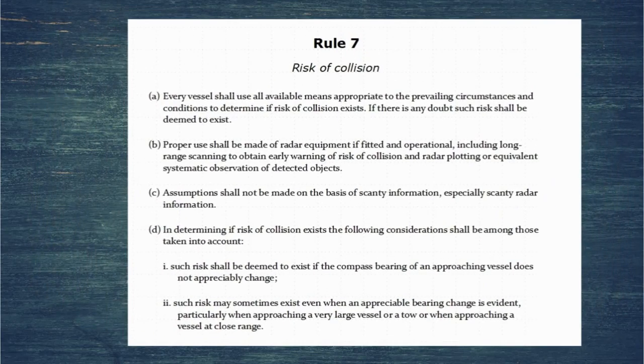We've seen how we determine if risk of collision exists, we've seen the importance of systematic observation, we've seen that you cannot make assumptions, and we've seen that if the compass bearing of an approaching vessel doesn't change, risk of collision exists. But we've also seen that in some cases, even if the bearing is changing, risk of collision may still exist.